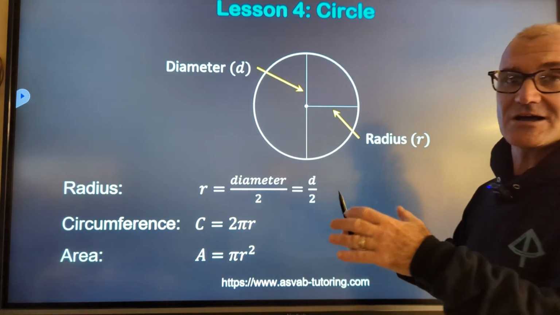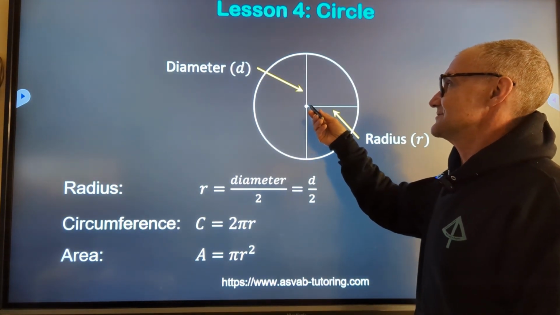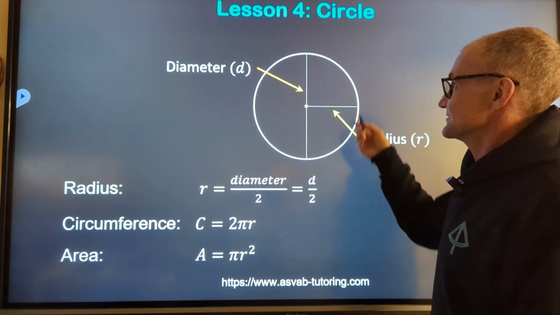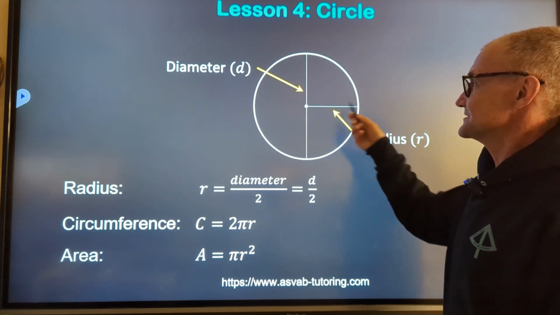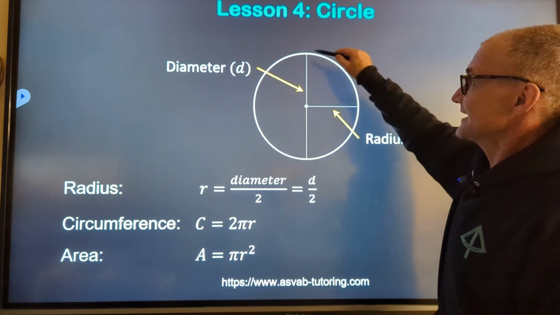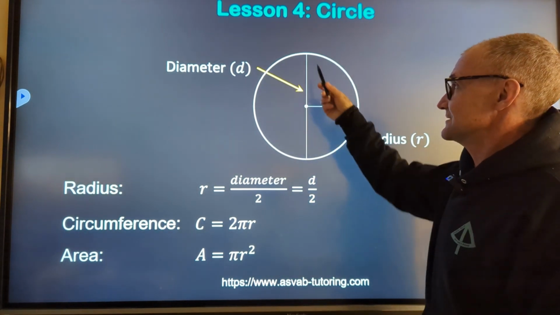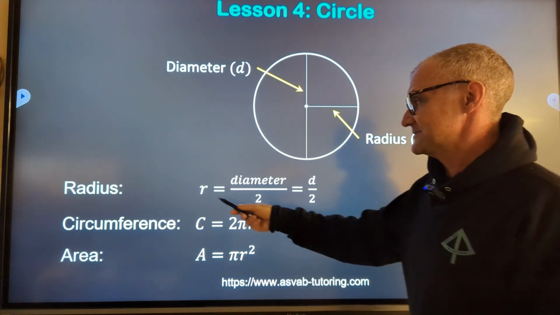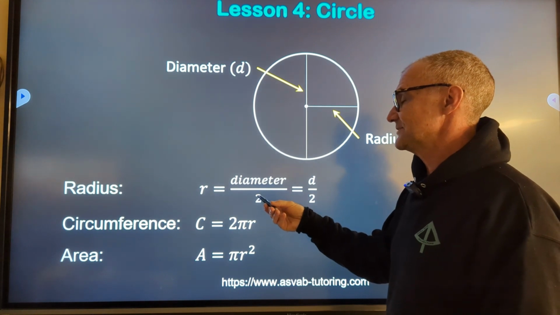It is defined as all points equidistant from a given point. That given point is the center of the circle. Outside the circle going all the way around is called a circumference. From the center point out to that circumference is a radius. And then the diameter goes across the circle, but it goes through the center. So the diameter is twice as long as the radius. So that's what this is saying here. Your radius is equal to the diameter divided by 2.